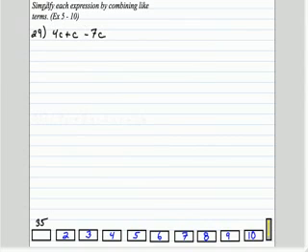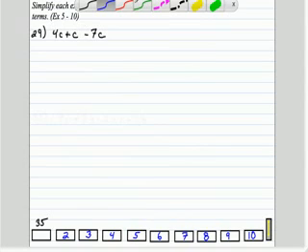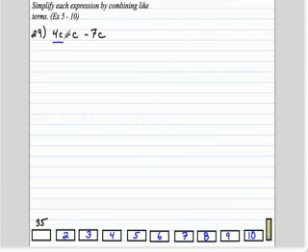So simplify each expression by combining like terms. So we have to find what's alike here. What are the like terms? Well, I have a c. It has an exponent of 1. 4c, sorry. I have a positive 4c and a negative 7c.